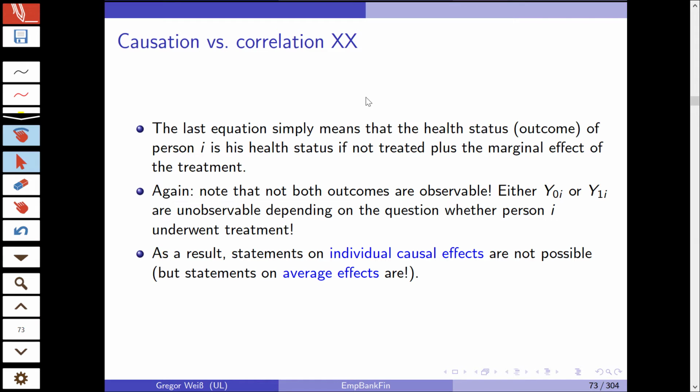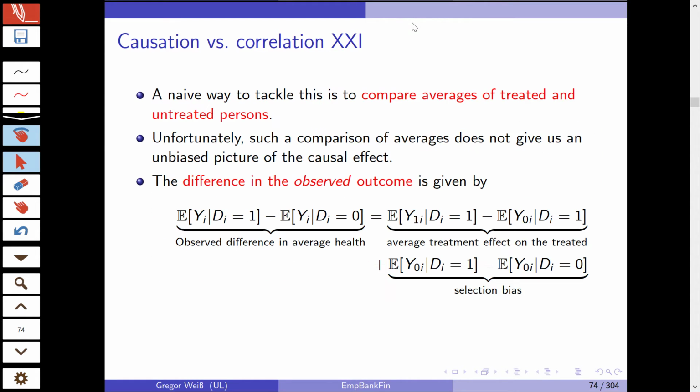The problem now is, for one person, we cannot observe the counterfactual. We can only observe what happens if he is treated or what happens if he is not treated. We cannot observe what would have happened if he had not been treated. So not both outcomes are observable at the same time. It's either Y_0 or Y_1. And as a result, we cannot make statements on individual causal effects, but we can observe average effects, and that's what we are trying to do here.